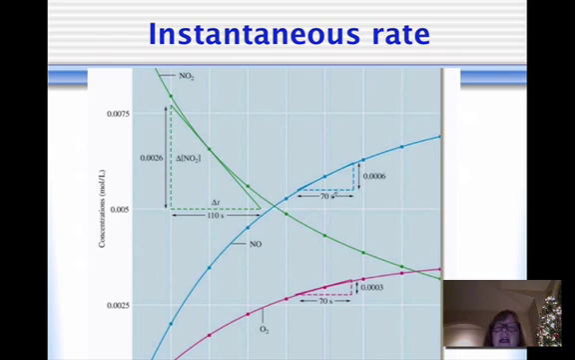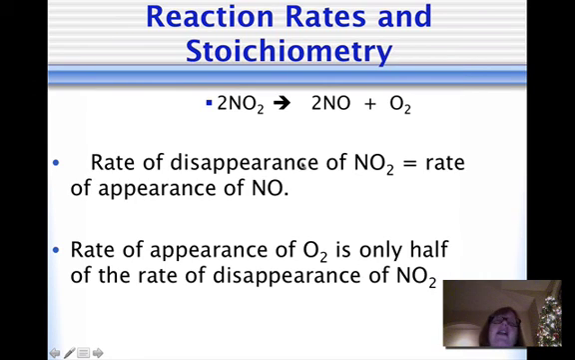And over here, let's say that we wanted to know the rate right at this point in time. Draw a line tangent, get the slope of that line. If you need to review slope, I'm sure there's a Khan Academy video on slope, but it's always the change in y over the change in x. If you want the instantaneous rate, what you do is you draw a line tangent to the point in time of interest. All right, our next video will talk about reaction rates and the stoichiometry of the reaction.